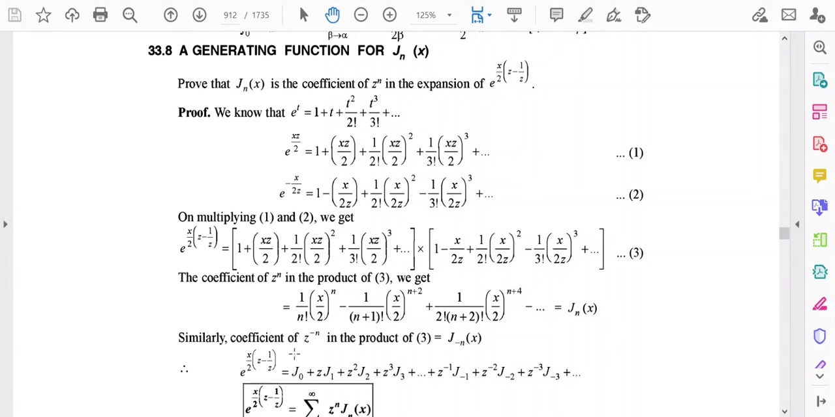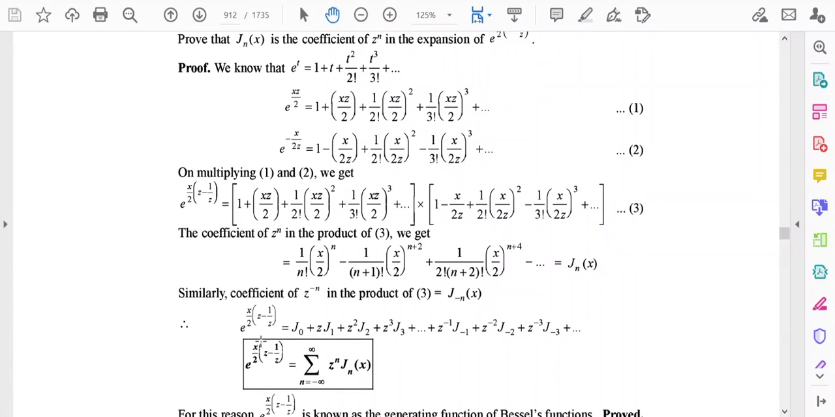Similarly, the coefficient of z to the power minus n in this series will be J of minus nx. Therefore, this series can be written in this way: j0 plus z into j1 plus z square into j2 plus z cube into j3 in this way, plus z to the power minus 1 j minus 1 plus z to the power minus 2 j minus 2 in this way.